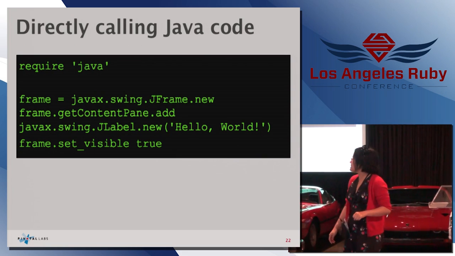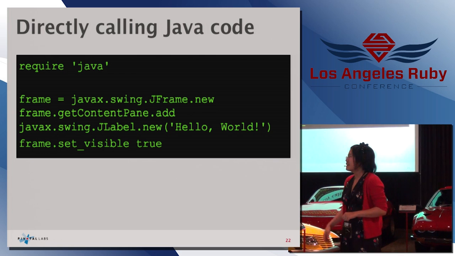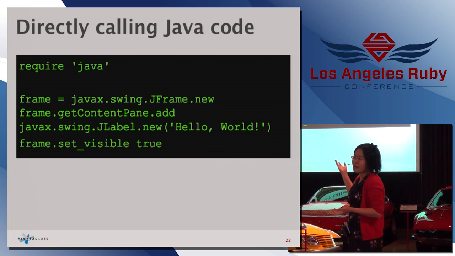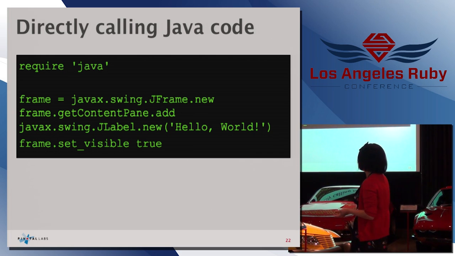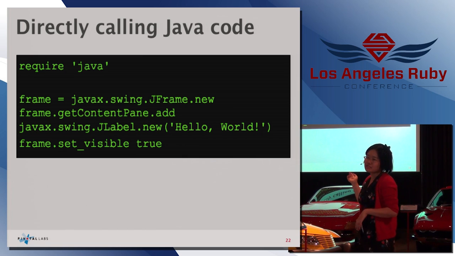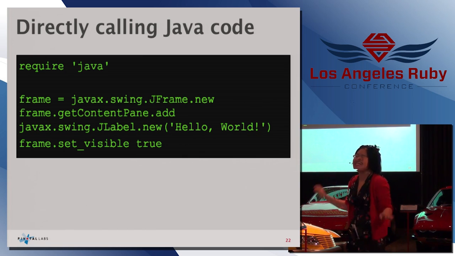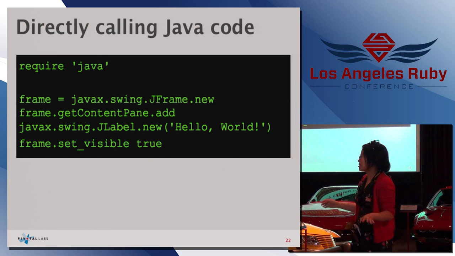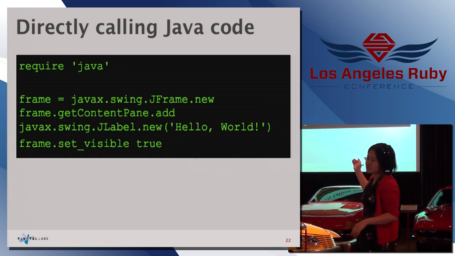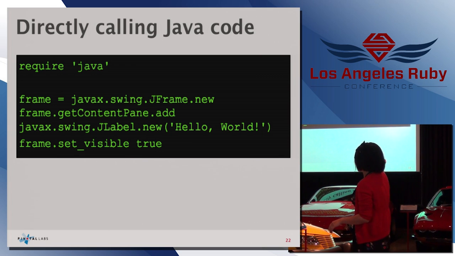All right, so what does it look like to call Java code? Well, the first step is to require Java so you can use Java code. Then you'll notice that in this code, we are setting up a few components for the desktop app. And you'll notice that this looks almost like canonical Ruby code. So you can call the constructor just like a Ruby constructor.